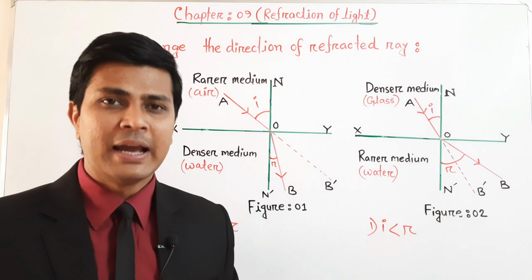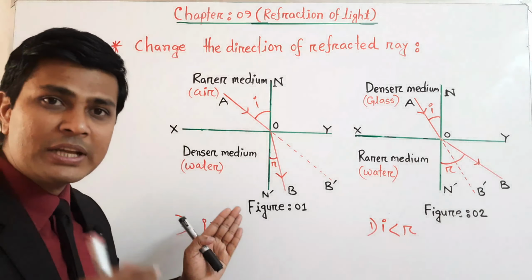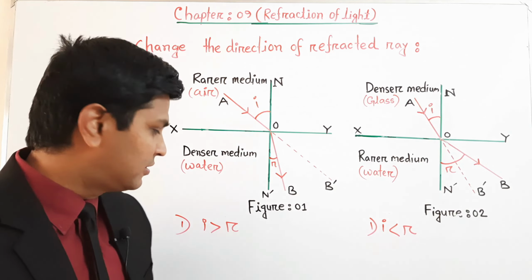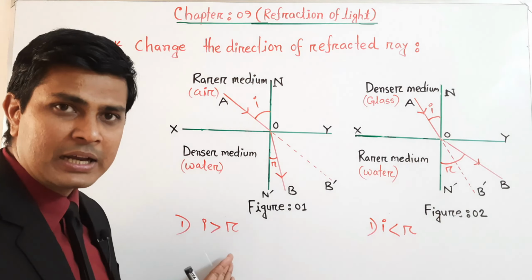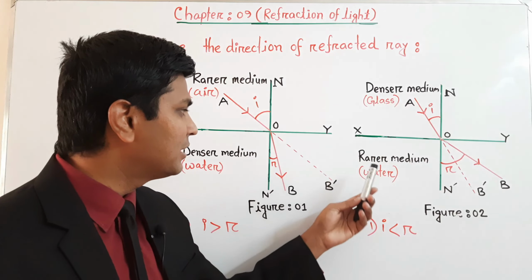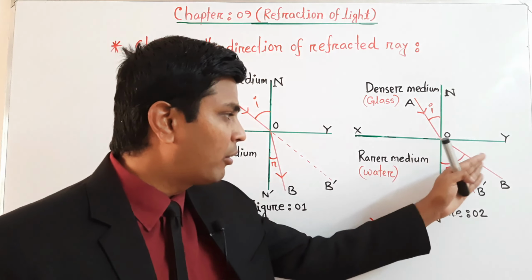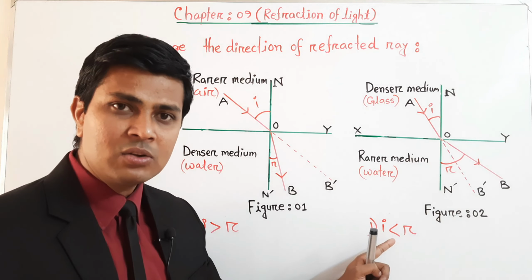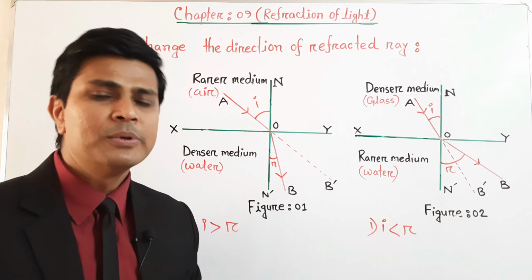Let's explain it again in short. When light travels from rarer medium to denser medium, it bends towards the normal and incident angle i will be greater than angle of refraction r. Similarly, when light travels from denser medium to rarer medium, the refracted ray bends away from the normal. Here, angle of refraction will be greater than angle of incident. Hope you have understood.